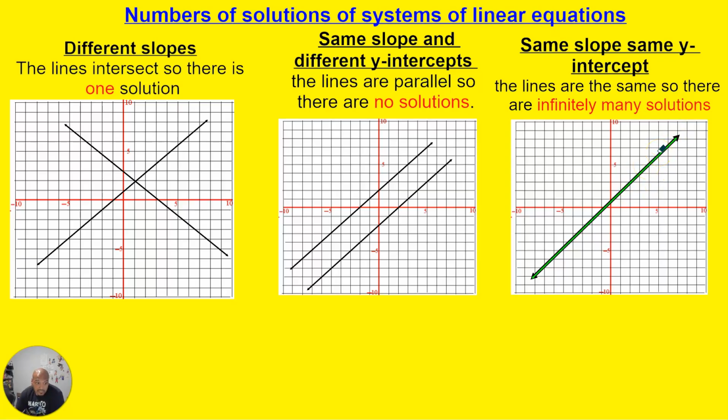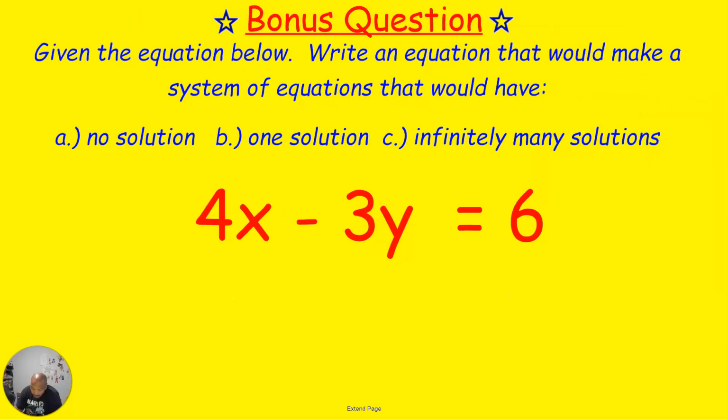Now, with that being said, let's see if you guys actually understood what we talked about with the number of solutions. So I got a little bonus question here. Right here, given the equation below, 4x minus 3y equals 6, write an equation that would make a system of equations that would have A, no solution, B, one solution, C, infinitely many solutions.